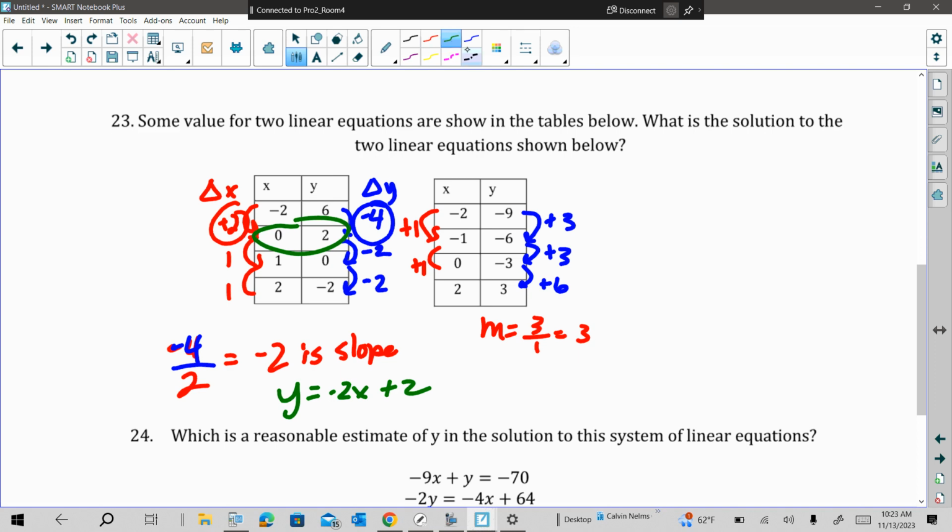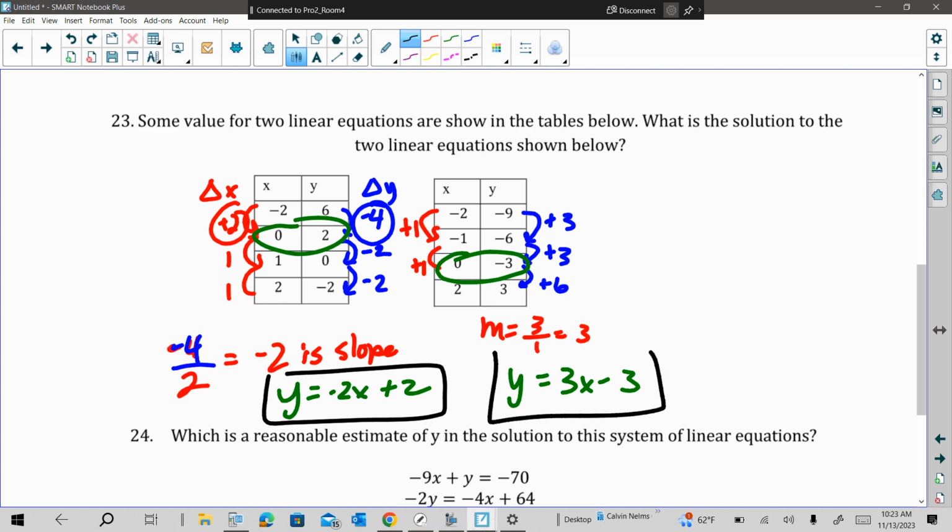And then again, I see where it is at 0. So this would be y equals 3x minus 3. So now I could put this equation and this equation in the calculator and look for the intersection. Okay.